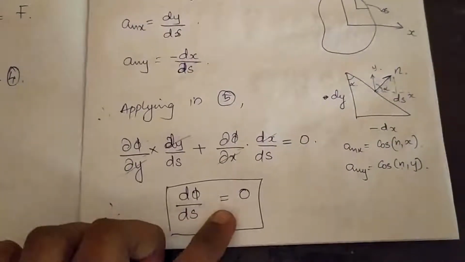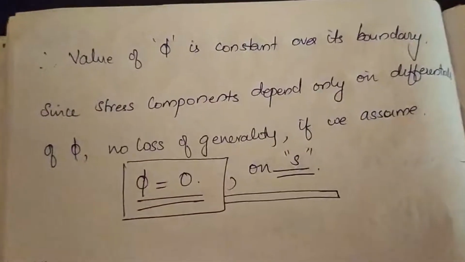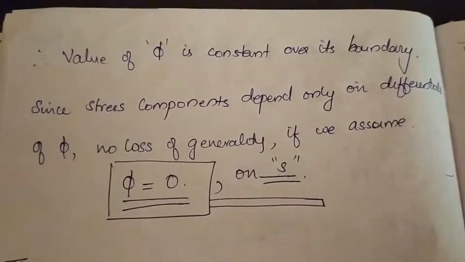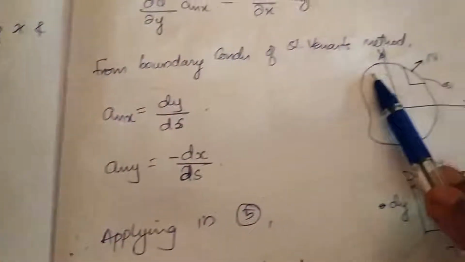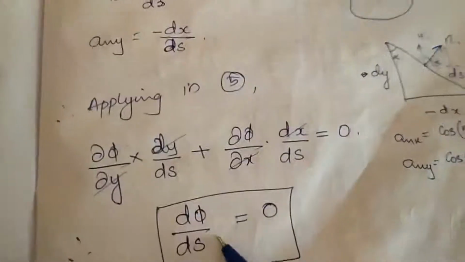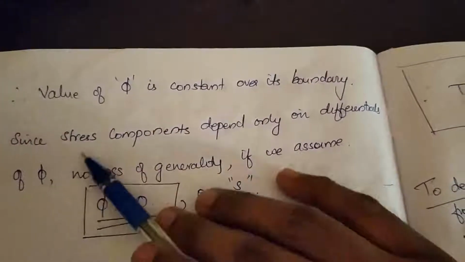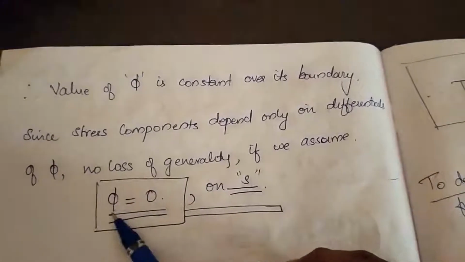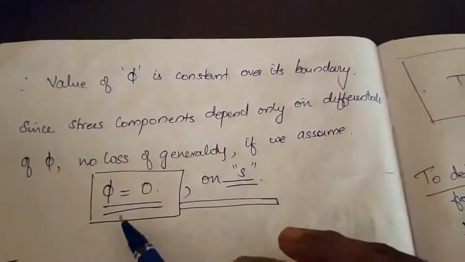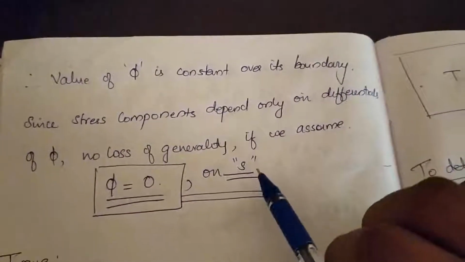So this is an important observation. Now since the value of phi is constant over its boundary, d phi by ds is 0, that means throughout this boundary the phi stress function is not changing. For simplicity, since this phi is associated only with its differentials, we'll consider this phi as 0. Phi is also 0 on S. Very important, on S.